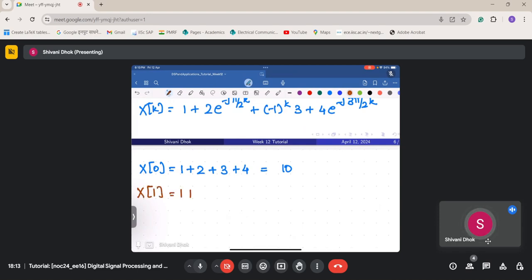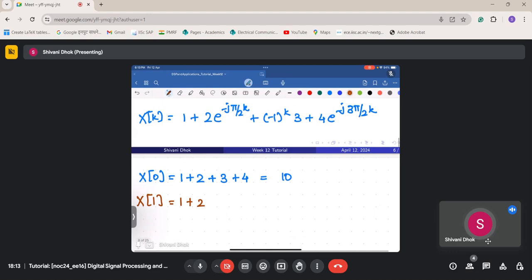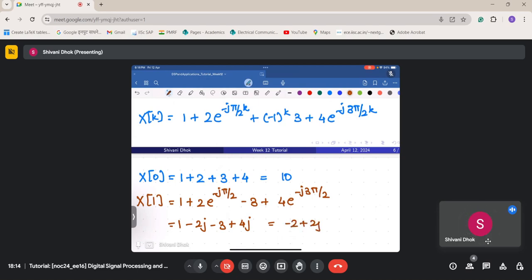x of 1 is equal to 1 plus 2 into e power minus j pi by 2, minus 3 plus 4 into e power minus j 3 pi by 2. This comes out to be equal to 1 minus 2j minus 3 plus 4j, which is equal to minus 2 plus 2j.